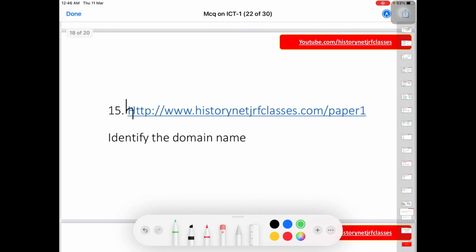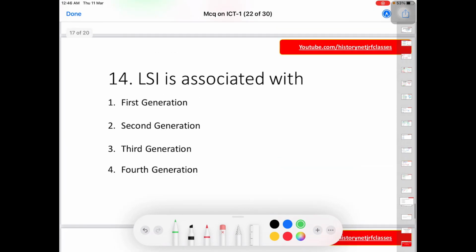Next we have question 14. LSI is associated with which kind of generation? So we have all the options: first, second, third and fourth. So LSI is associated with the fourth generation. So the correct answer is going to be fourth.